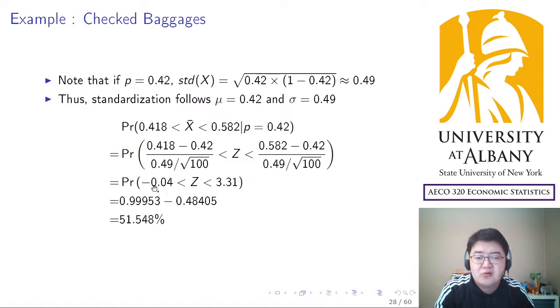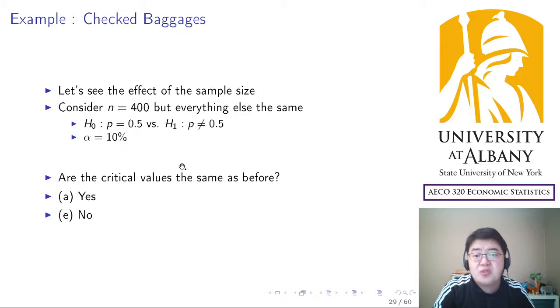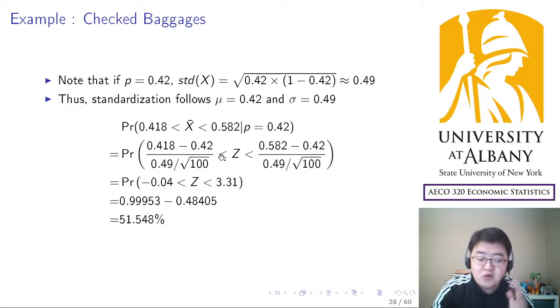And when you look up for minus 0.04, you'll get this one. So the difference is about 51.548%, which means you could not reject your null hypothesis, but you are now worried about if it is a type 2 error. We just calculated the probability of type 2 error. In that situation, you may make a type 2 error with 51%.